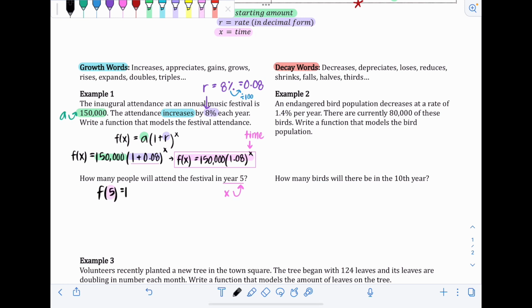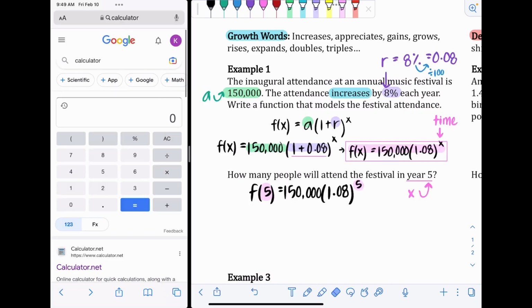So it'd be equals 150,000 and then times 1.08. And then instead of to the x power, it'll be to the 5th power. So 150,000 times 1.08 to the 5th power. And then the rest of this problem we have to do on a calculator. Okay, so I'm just going to use the Google calculator. If you go to Google, type in the calculator, it pops up at the top. So we have f of 5 equals 150,000 times 1.08 to the 5th power.